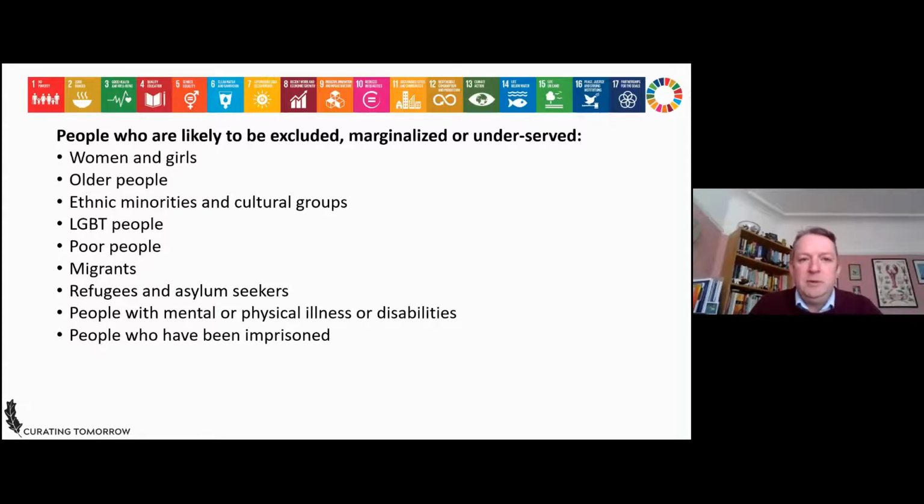And so if we look at the list of people who are likely to be excluded, marginalised or underserved, we can use those three terms kind of interchangeably. Women and girls, older people, ethnic minorities and cultural groups, LGBT people, poor people, migrants, refugees and asylum seekers, people with mental or physical illness, or people with disabilities, or people who have been imprisoned. And actually, when you tot up how many people are in each of these groups, there's not that much of society left. So many parts of society are at risk of being underserved by public services, such as museums.